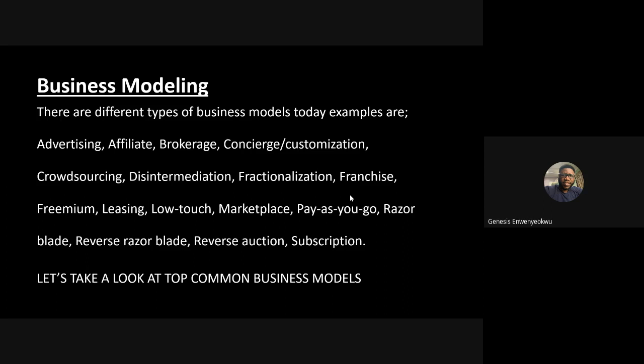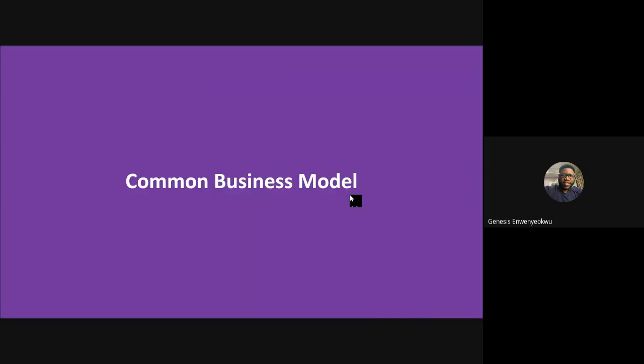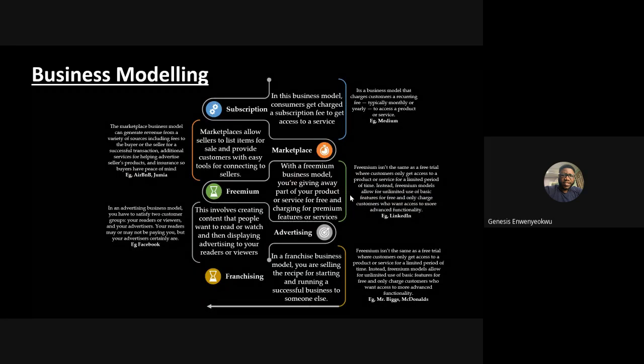There are different types of business models that we have today. We have the advertising, we have the concierge or customization, we have the affiliates, we have the brokerage, we have the marketplace, we have the pay as you go, we have the subscription, we have the premium, freemium, we have the franchise. So many business models that we have today in the industry. But let's look at the top 5 most common business models that we have today. Number one is subscription.